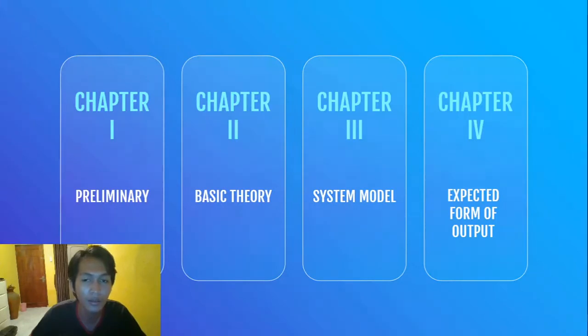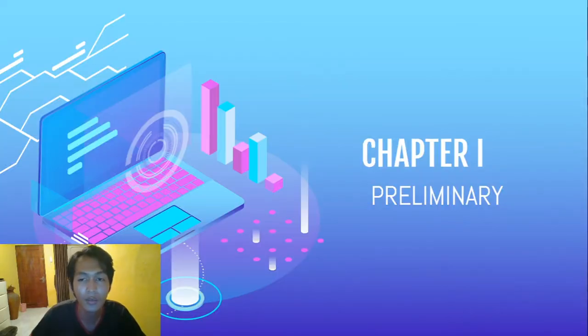There are four chapters that we are going to talk about. Chapter one is the introduction, chapter two is about basic theory, chapter three is about the system model, and chapter four is the expected output. So we are going to talk about chapter one first.